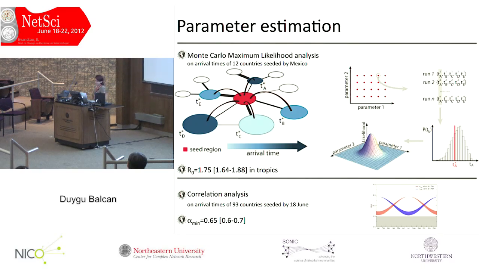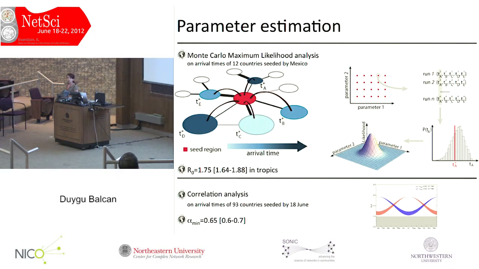From the Monte Carlo maximum likelihood analysis, we maximized the probability of observing the given arrival time of infection to 12 countries seeded by Mexico spontaneously, which gave us a best estimate for the basic reproductive number in the tropics, which was slightly less than 2. It means that on average, an infectious person would generate 2 other infectious individuals.